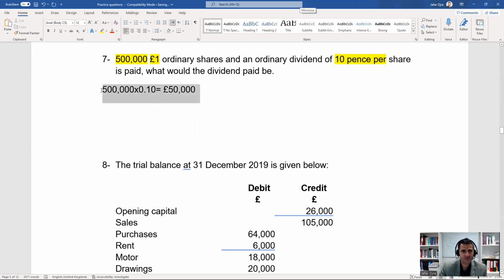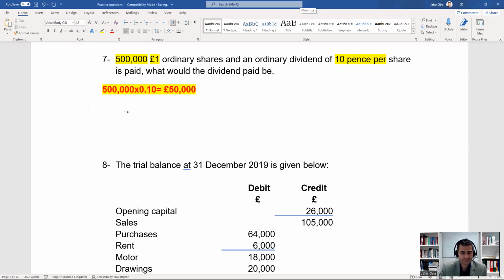So that's the answer. If the question says 5 pence, 5 pence means 0.05. 0.05 means 5%. So don't get confused with this, please. Okay?